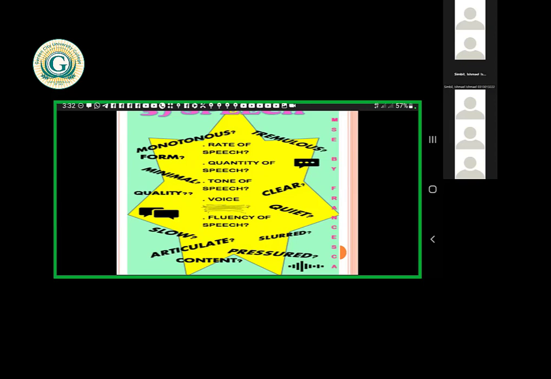Now, if you look at all the things over there, you can see tremulous, monotonous speech, minimal, quality, slow, articulate, content, pressured speech, slurred speech, quiet, clear, and all that, right? So each of these falls under the rate, the quantity, the tone, the voice, and then the fluency. Now let's move to the next.